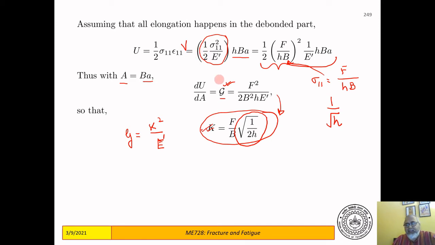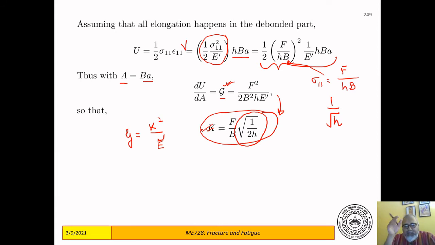We cannot directly split the K that we get from here into K1 and K2, unless we are sure that it's a pure mode 1 or a pure mode 2 problem. In this case, we are not sure. So the K that we find is probably K1 square plus K2 square root over.